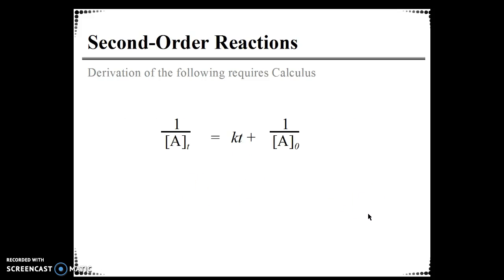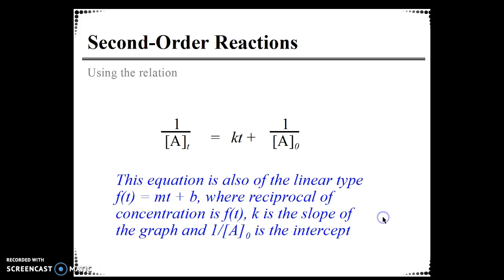Now the derivation of this particular equation does require calculus, but the reciprocal of the concentration of A at time t is equal to the reaction rate constant times t plus 1 over the original concentration of A. This is true for second order reactions. The equation is also of a linear type. f of t is equal to m times t plus b. You'll remember y equals mx plus b.